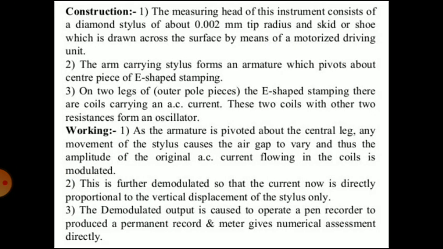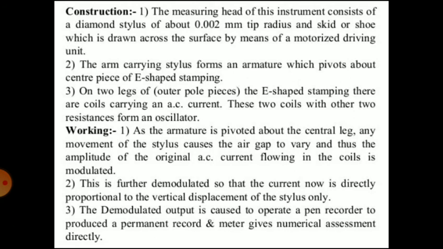So the construction, again we will see. The measuring head of this instrument consists of a diamond stylus of about 0.002 mm tip radius and a skid or shoe which is drawn or moved across the surface by means of a motorized driving unit. The arm carrying the stylus forms an armature which pivots about the center piece of the E-shaped stamping. On the two legs, that is, the outer pole pieces of the E-shaped stamping, there are coils carrying an AC current. These two coils with two other resistances form an oscillator.